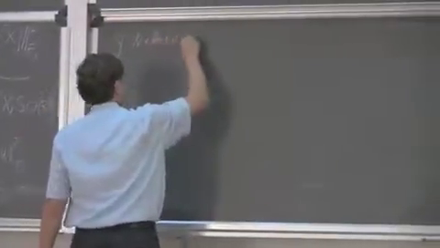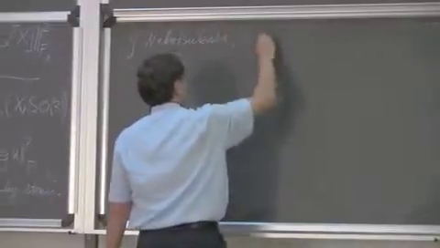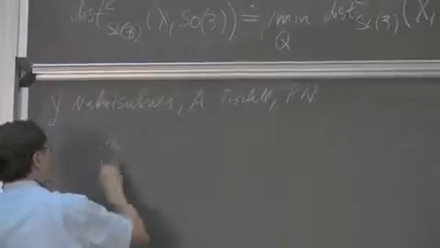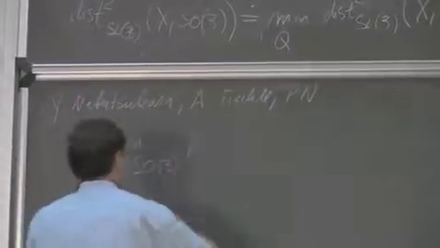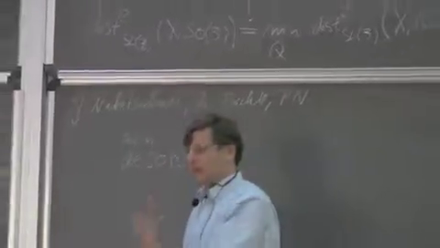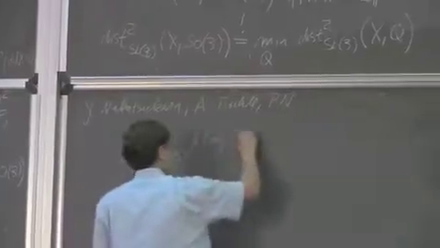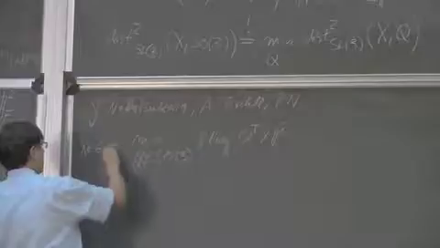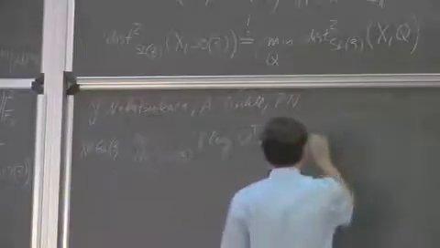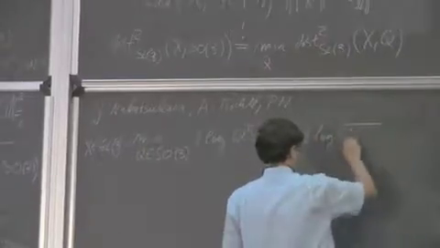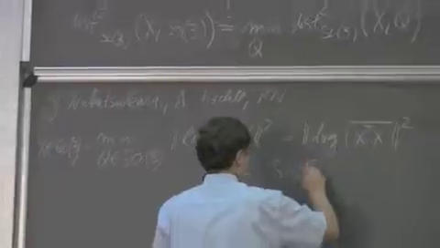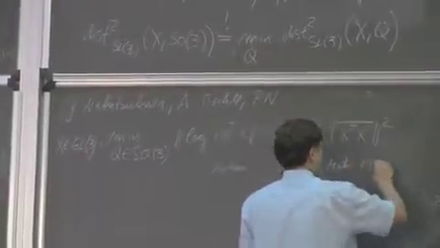Namely, together with Yuji Nakatsukasa from Manchester and Andreas Fischle from Essen and myself, we proved that the minimum over all Q in SO3, the general case, the n-dimensional case, is more complicated, of the logarithm of Q transposed X for any invertible X, is given by the logarithm of the square root of X transposed X. This is submitted to SIAM Journal on Matrix Analysis and Applications.